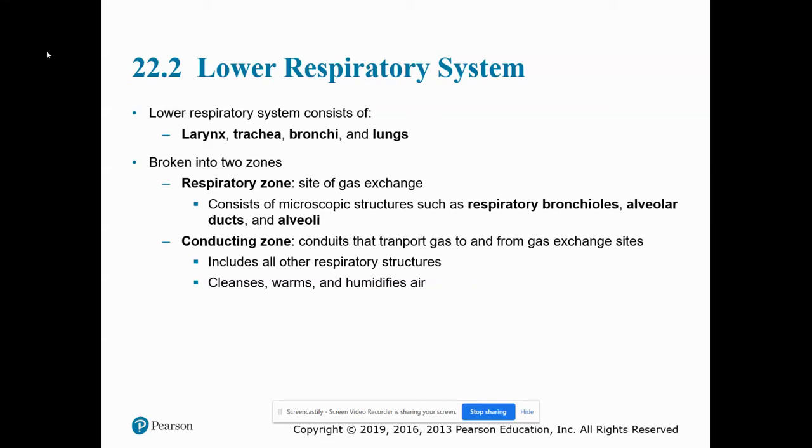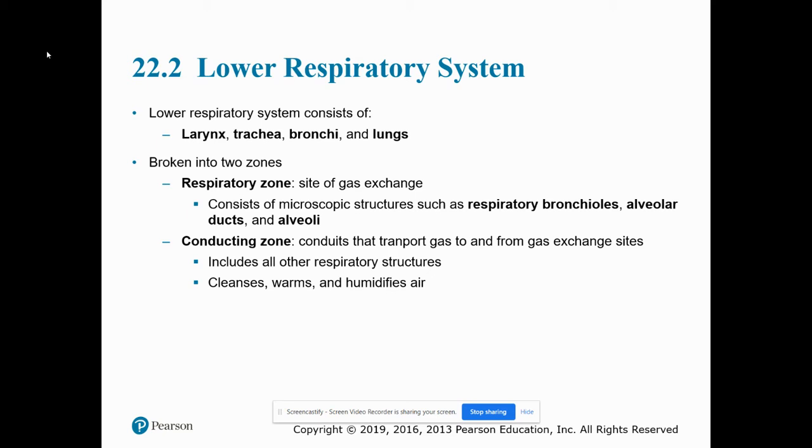So we're continuing on with chapter 22, and we're now going to move to the lower respiratory system. The lower respiratory system consists of the larynx, trachea, bronchi, and lungs, and it's broken into two zones, the respiratory zone and the conducting zone.